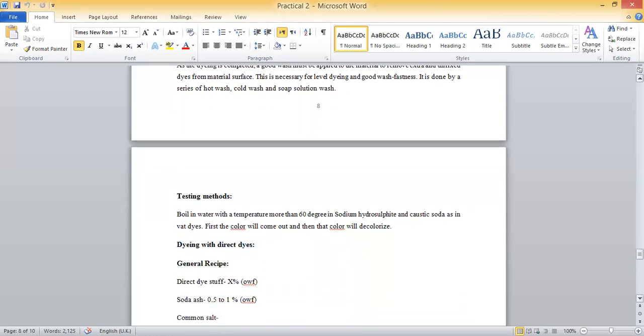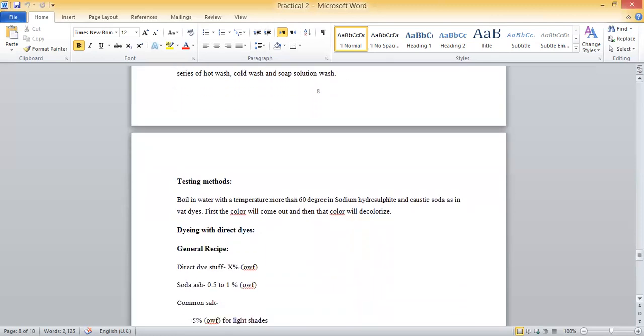Talking about some of the testing methods through which we can test the reactive dyes. So its testing method is very simple. We'll just have to boil the fabric at a temperature of more than 60 degrees in sodium hydrosulfide and caustic soda as in vat dyes. First, the color will come out and then that color will decolorize.